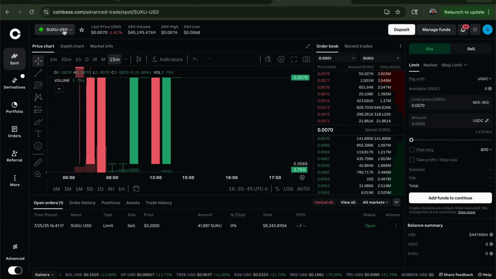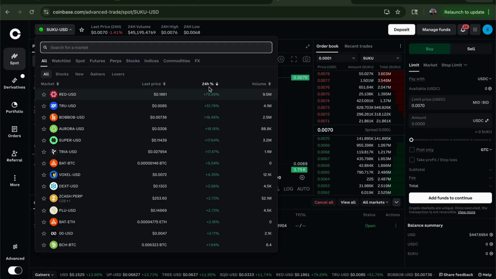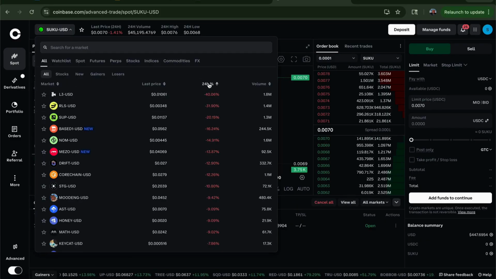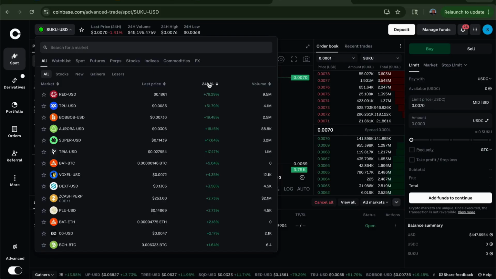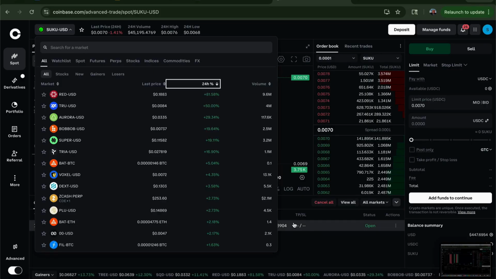But one simple way we do this is by sorting coins by the 24-hour change, which is right there where I showed you. You just click on the 24 hours and it will sort it for you. This shows us which coins are moving the most, either up or down. Typically, we're looking for the coins in the higher range. We're looking for the coins in the green. I like to go 30% to even 50%. 80% starts to get a little more risky, but we'll go over that in another video.